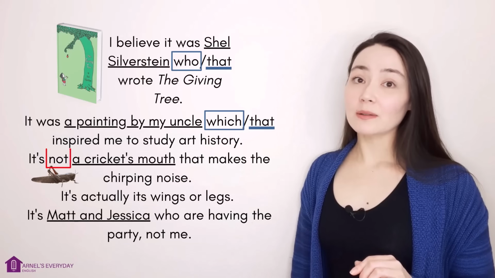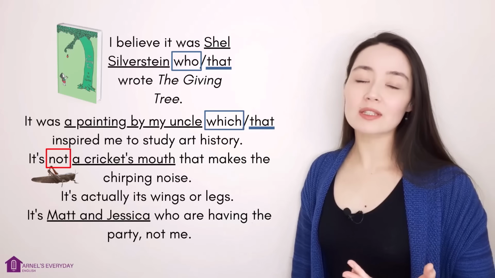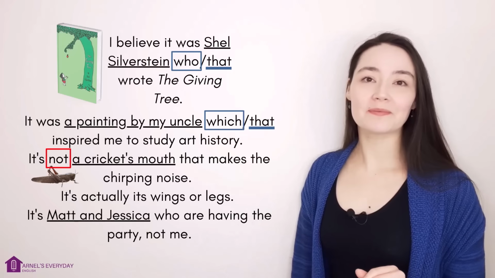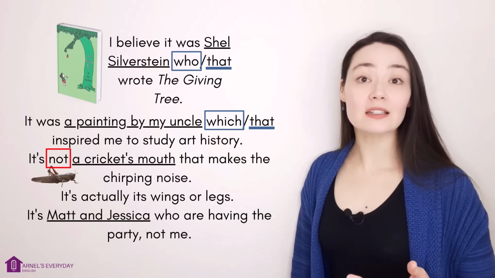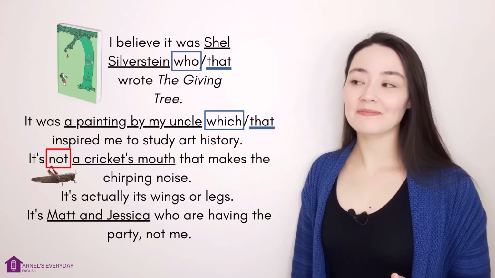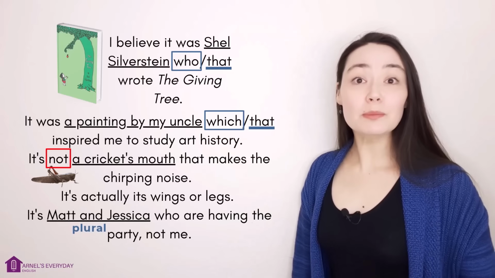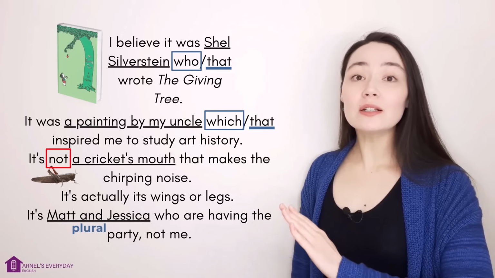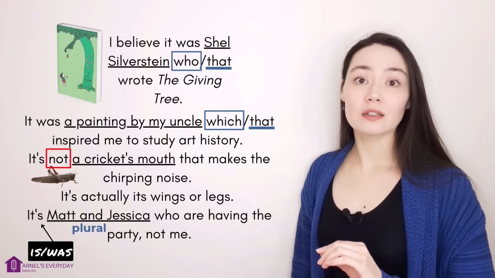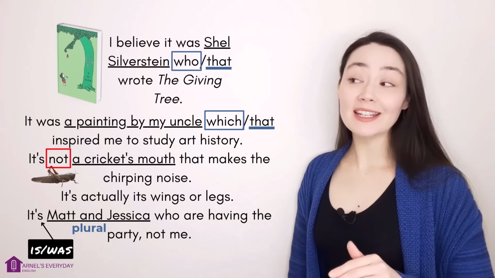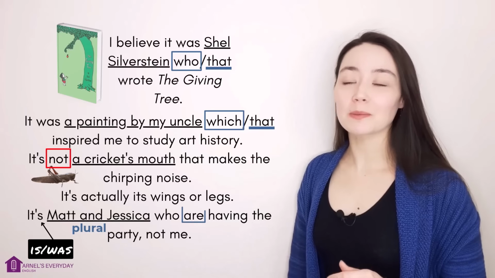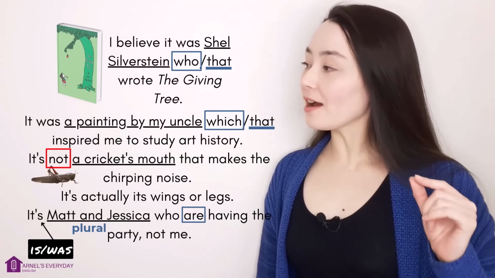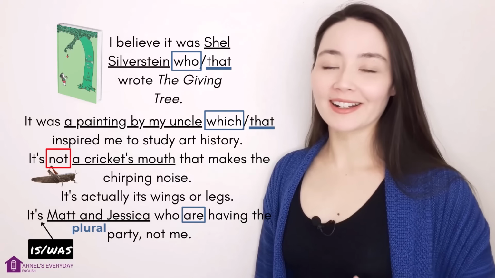In sentence number 3, I just wanted to show you that we can also make the sentence negative. It's not. I added not there. Perfectly fine. Sentence number 4. Matt and Jessica. That's plural. It doesn't matter if you have a plural in the sentence, you still need a singular be after it. It is or it was. But in the relative clause, we can use that plural verb, here, are, or maybe were. Okay, are we done with it-cleft sentences? Not quite. Let's keep going.